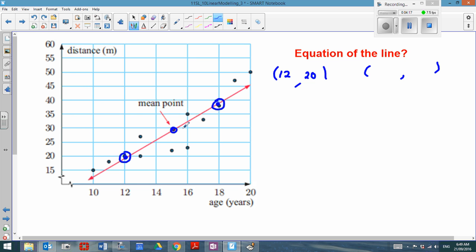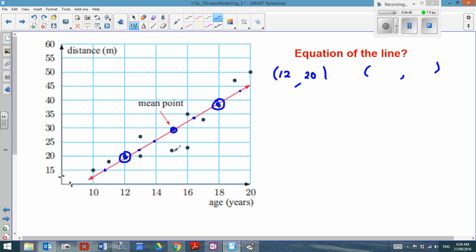And let's say I use, what's another one that's easy to count? I can use the 15 and 29, or I could use 18 and 39. I could even pick a point here or here, so it doesn't really matter. All of you might have slightly different gradients, because you chose slightly different points. We're approximating because we don't have a grid that's broken down, so we're kind of eyeballing where exactly these values are.